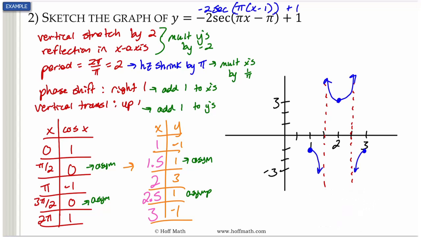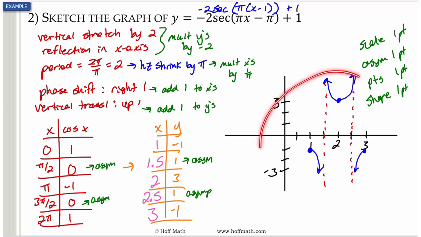Now I'll tell you this, when I teach this to my students, the kind of error they make is they'll plot these points and then do a downward section here and an upward section here, and then of course that's totally the wrong graph. So if I were to grade this, it might be for the scale, 1 point. Then for the asymptotes, 1 point. Then for the other plotted points, 1 point. And for the shape, 1 point. So that would be 4 points, just for this section of it.